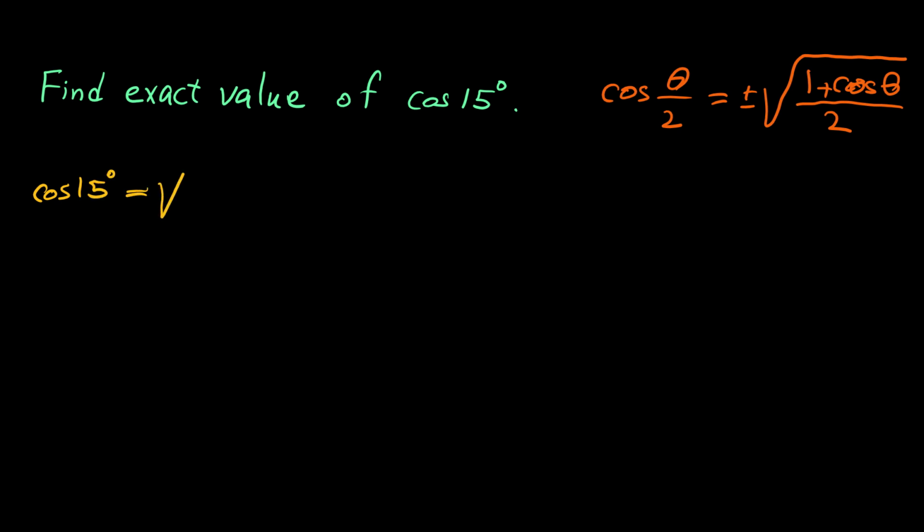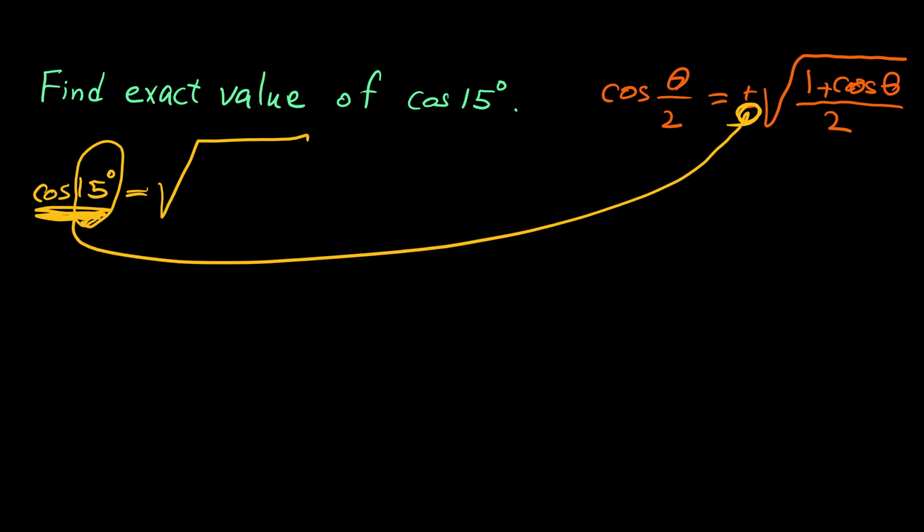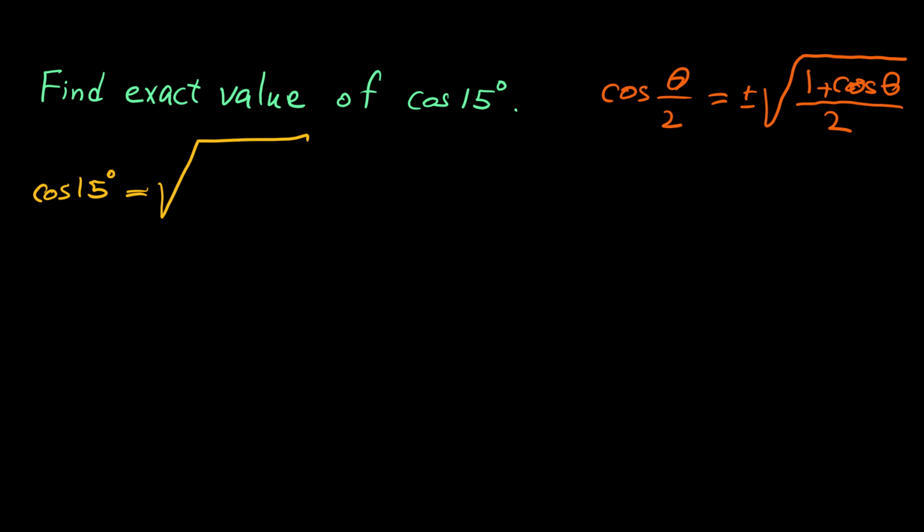Based on this formula, cosine of 15 degrees equals radical. Why do we not consider the negative? Because cosine of 15 degrees is positive. It's in the first quadrant, so it's positive. If this angle was in quadrant 2, where cosine is negative, then we would consider the negative sign from this formula.